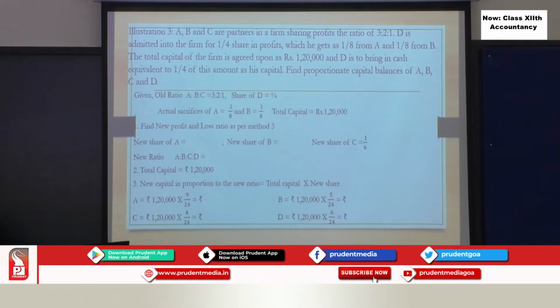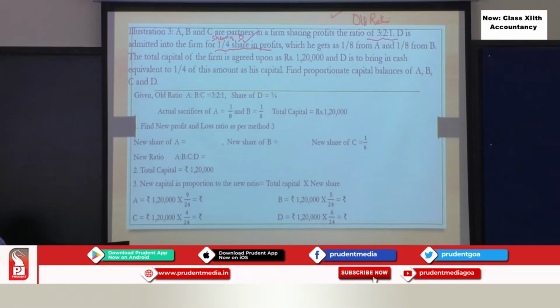Problem number 3. A, B and C are partners in a firm sharing profits in the ratio of 3:2:1. So you are given the old ratio. When you read the question, you have to note it down like this. What is given? That's very, very important. D is admitted into the firm for 1/4 share in profits. So this is the share of the new partner D, that's given. Old ratio is given, share of the partner given.